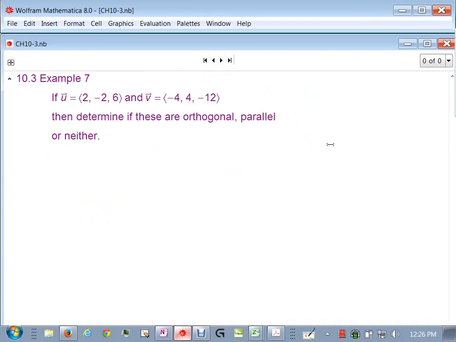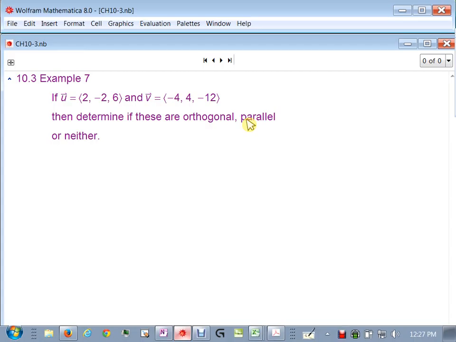Okay, are these vectors orthogonal, parallel, or neither? Let's start with orthogonal. How could you check to see if they're orthogonal? Dot product and see if it's 0, right? So if I want to know if these are orthogonal, dot them and see if I get 0. Let's dot them mentally. 2 times negative 4 is negative 8. Negative 2 times 4 is negative 8. And 6 times negative 12 is negative something. That's a bunch of negatives, and they all add up. It's still negative, not 0. So they're definitely not orthogonal.